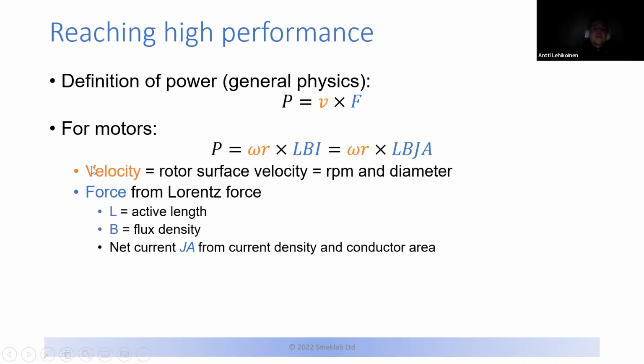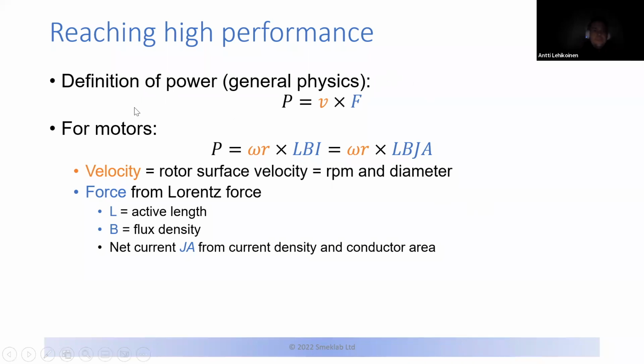For instance, instead of velocity, the V, it's not any velocity we are speaking about here, it's the surface velocity of the rotor or the rotating part of the machine. Or if you have a linear machine, it's the linear motion of the mover. So that's the velocity. And if you have a rotating machine, it's proportional to the angular velocity, in turn proportional to the RPM, revolutions per minute, and the diameter or radius of the rotor.